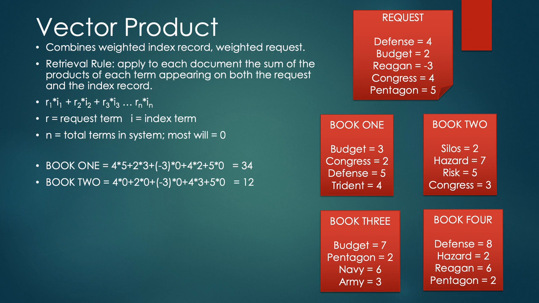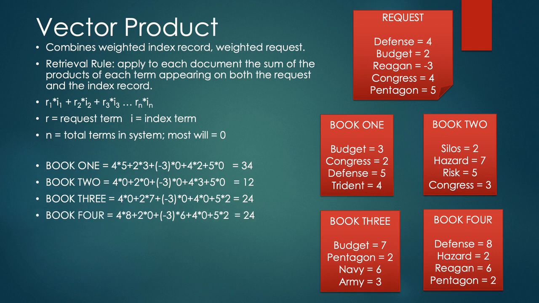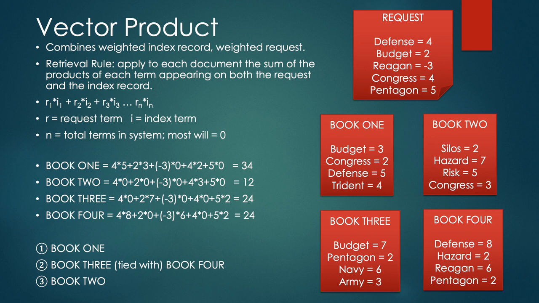So for example, book one had trident or trident missiles. Well, that doesn't appear in the request at all, so that's why we multiplied by 0. Book two, 4 times 0, plus 2 times 0, plus minus 3 times 0, plus 4 times 3 plus 5 times 0, that's only 12. So it's looking like book 2 is not going to be very high on our list. Book 3, we go through the same process, we get 24. Book 4, we get 24. Not too hard to guess that we would suggest document 1 and then a tie between 3 and 4. And if you're desperate to see something, book 2 should be the last thing you look at.